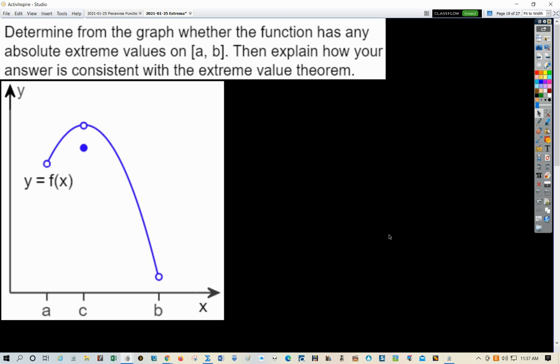What do you think, Johan? Is there an absolute minimum? No, there's not, because he can get closer and closer and closer to that endpoint, but never gets there, right? He can't step there. Is there an absolute maximum? Nope, because he can't ever stand on that point. He can get arbitrarily close to that point, meaning as close as he chooses to get, but he can't ever get there. Okay?